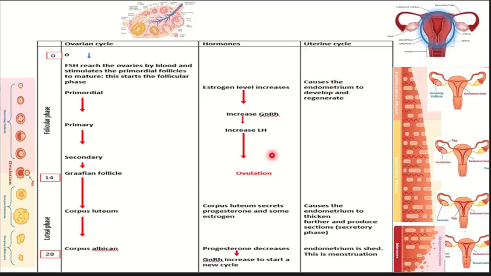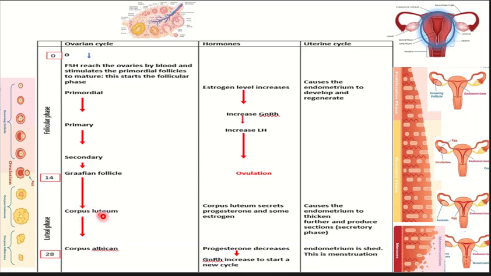Now, the massive increase in LH here triggers ovulation, and we know that ovulation occurs at day 14 of the cycle. So, at this day, the oocyte will leave the ovaries and pass to the fallopian tube. Meanwhile, in the ovaries, the Graafian follicle, or the ruptured follicle, will change to corpus luteum.